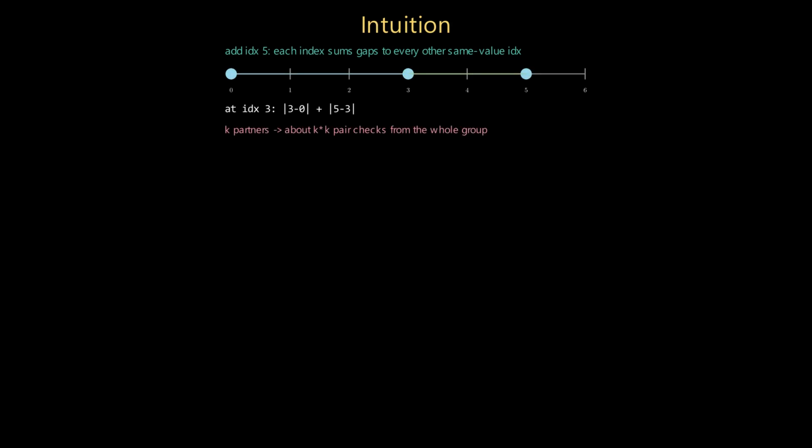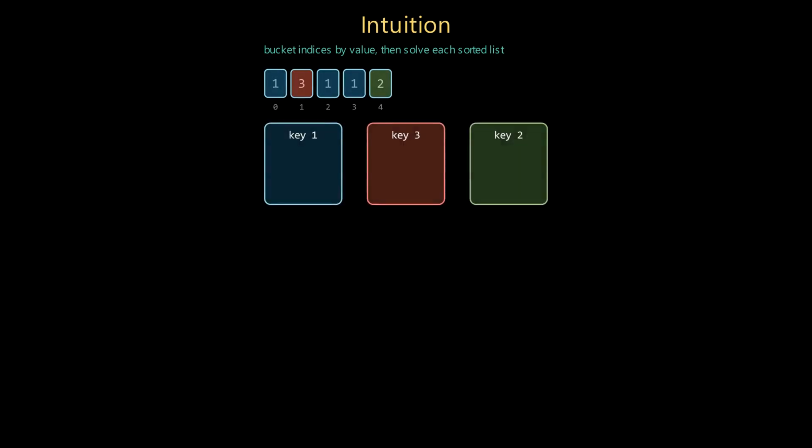Add a third partner at index 5. If we brute force every pair inside the group, each new friend multiplies work. That is why we need a pattern instead of recounting every gap by hand. In the real array we first bucket indices by value, like a map from number to list of positions. After that we only solve one sorted list at a time, for example the ones at indices 0, 2, and 3.